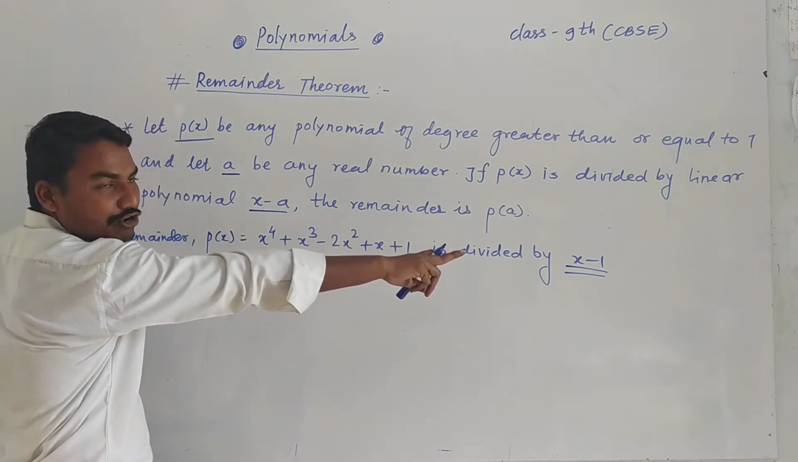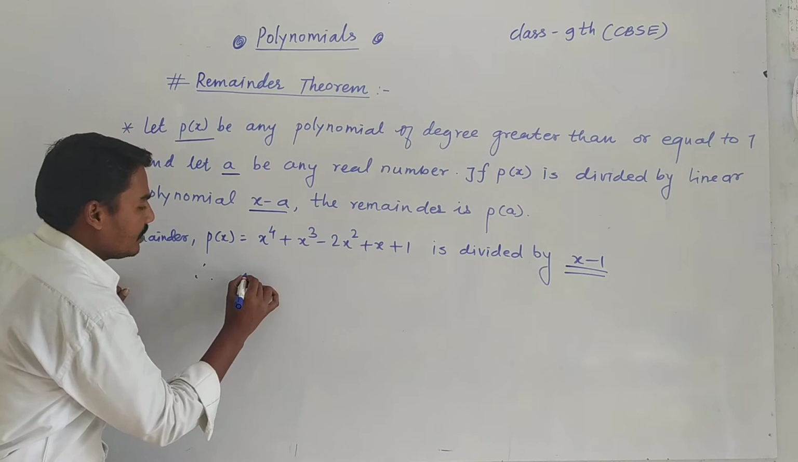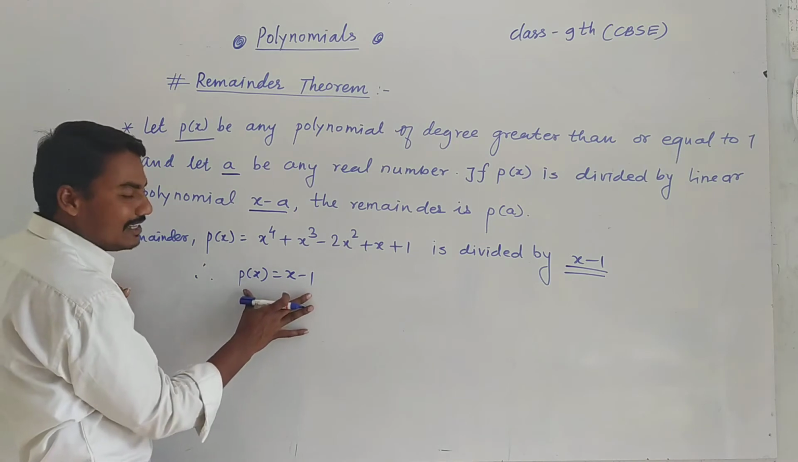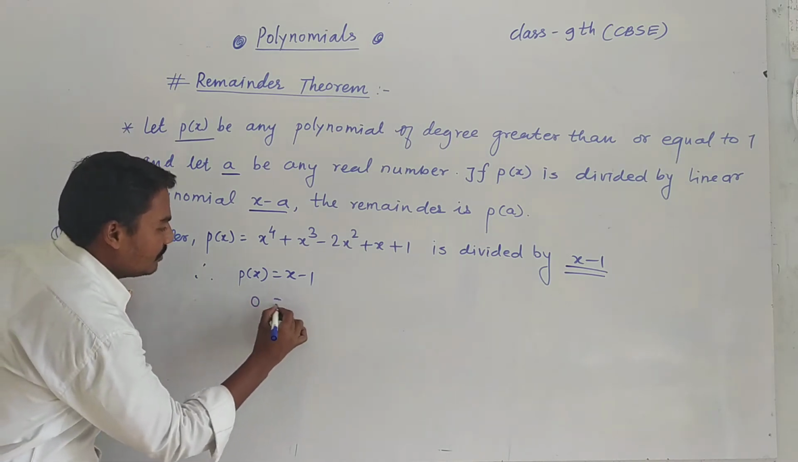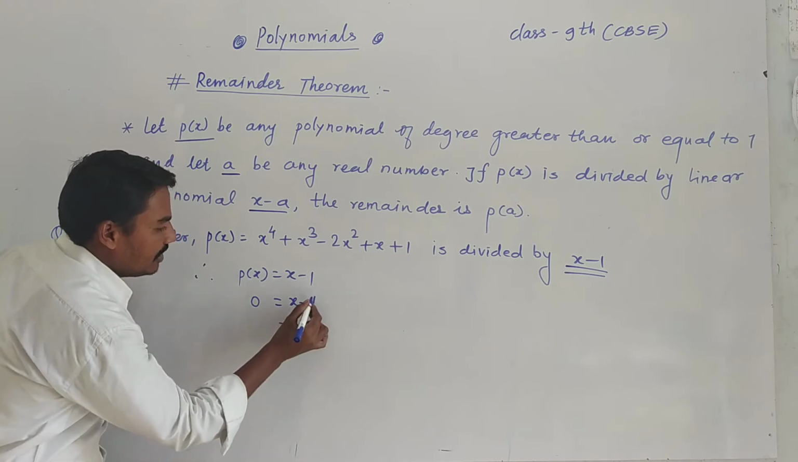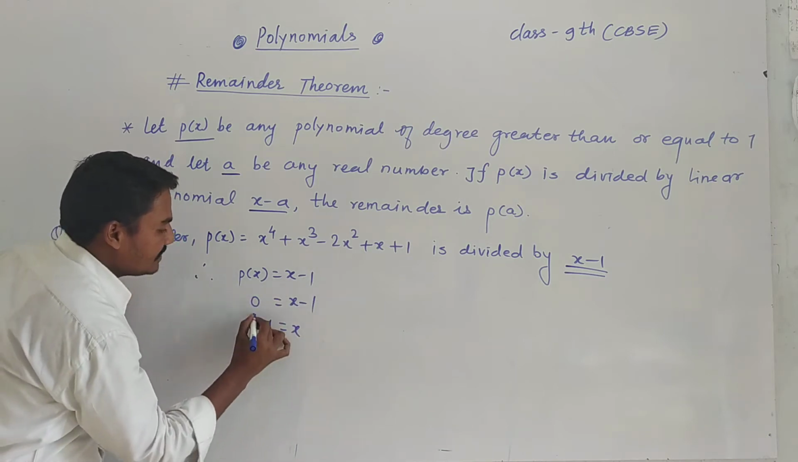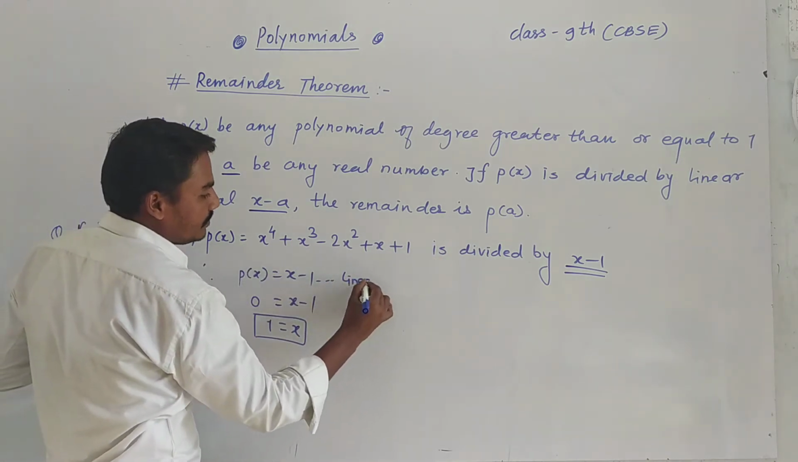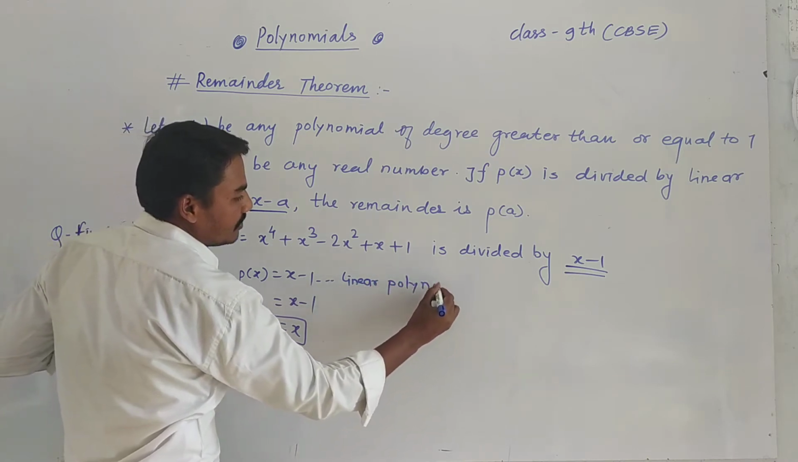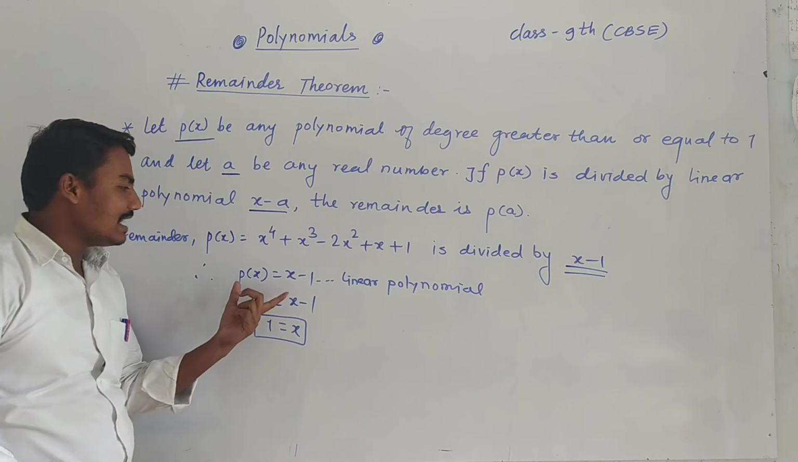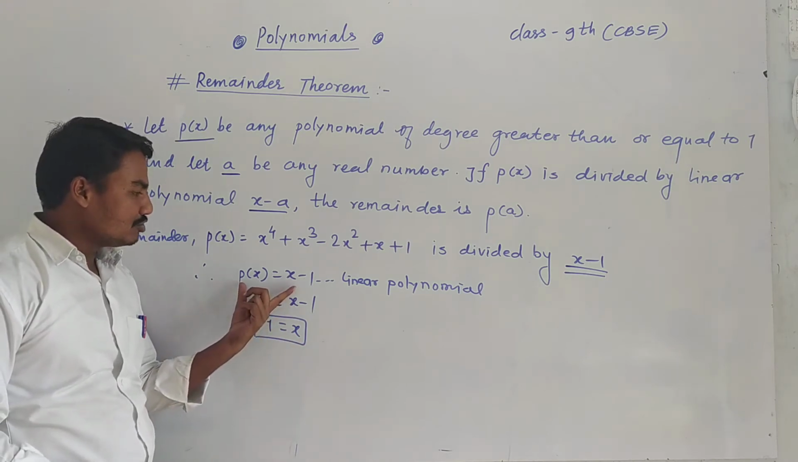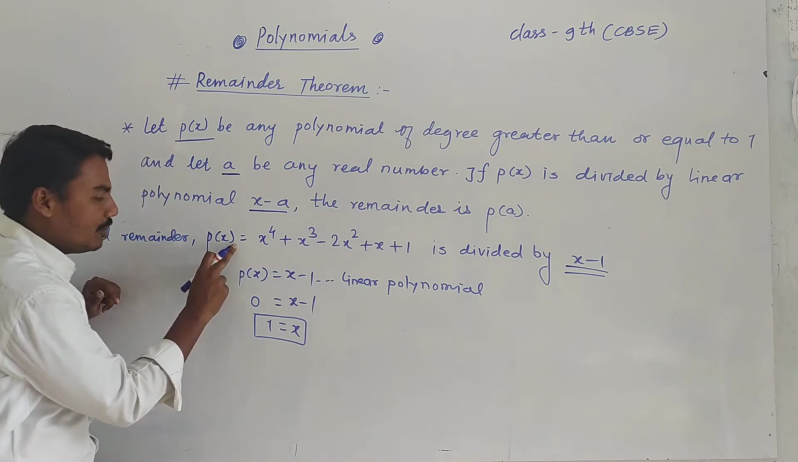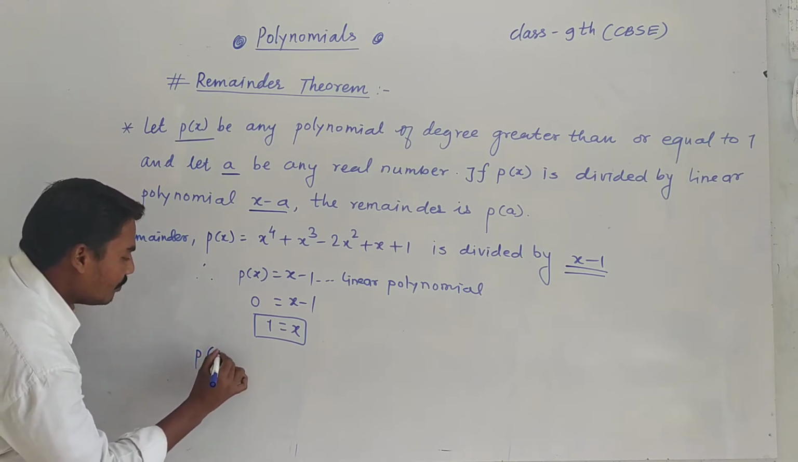So I want to find the zero of this linear polynomial. Putting x minus 1 equal to 0, x is equal to 1, which is the zero of this linear polynomial. First I calculate the zero of this linear polynomial and put this value in our original polynomial. So p of 1.